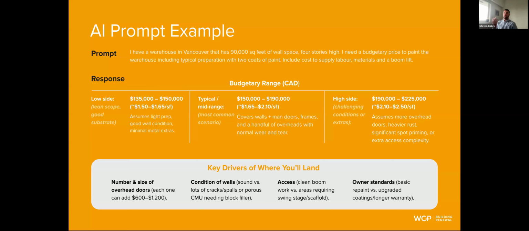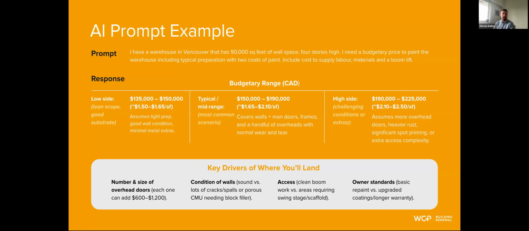But for this one in particular, on the low side, that's more of a lean scope. So basically this might be a newer building. It still has good substrates. Maybe there's just a couple of issues that need to be addressed, right? So this assumes light prep, good wall conditions, and minimal extras on that one.